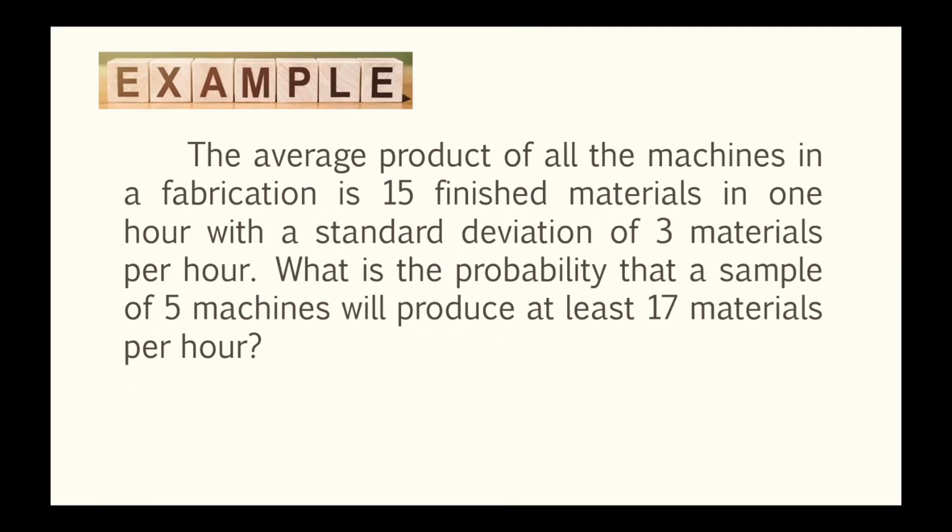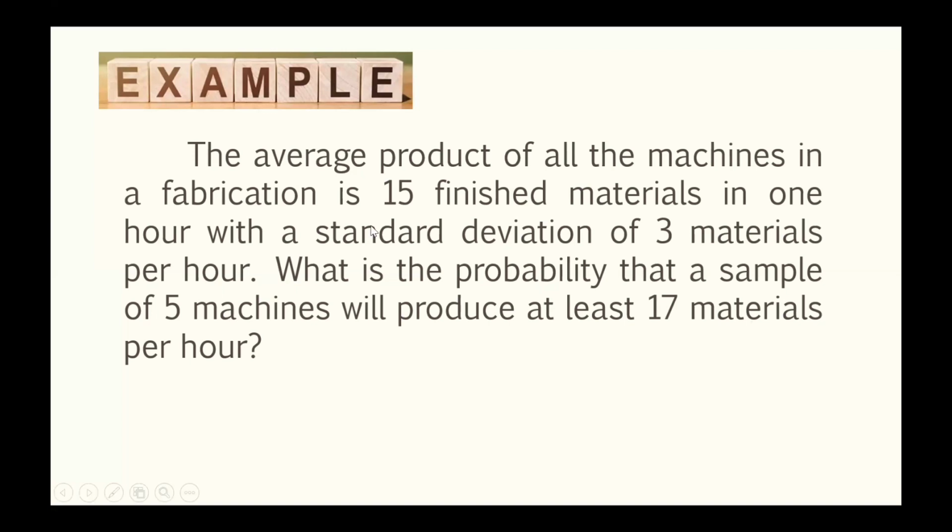Example number 2. The average product of all the machines in a fabrication is 15 finished materials in 1 hour with a standard deviation of 3 materials per hour. What is the probability that a sample of 5 machines will produce at least 17 materials per hour? So what is asked in this problem? That is, what is the probability that a sample of 5 machines will produce at least 17 materials per hour?